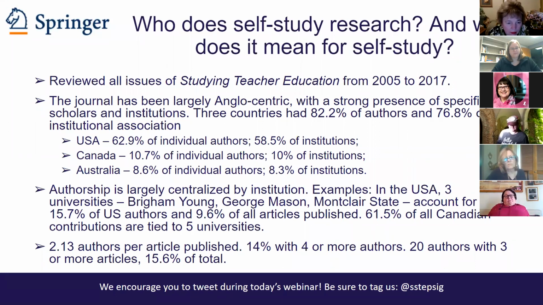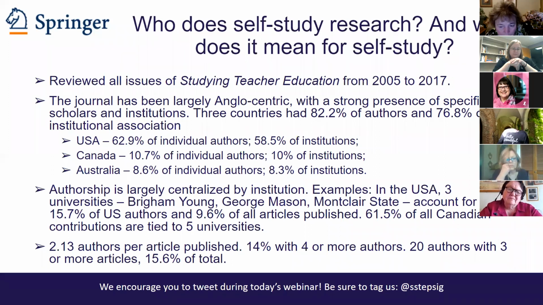The journal has been largely Anglo-centric, with a strong presence of specific scholars and institutions. So three countries, USA, Canada, and Australia, have accounted up until 2017 for a little over 82% of authors and 76% of institutional association. So it tells you that we're very westernized in terms of who's writing, who's conducting self-study, or at the very least, who is getting it published in Studying Teacher Education, because you can find self-study research in various international outlets. There's some wonderful chapters that we talked about in later webinars about research conducted in many international settings. But when you look at the flagship journal, it's been very westernized.